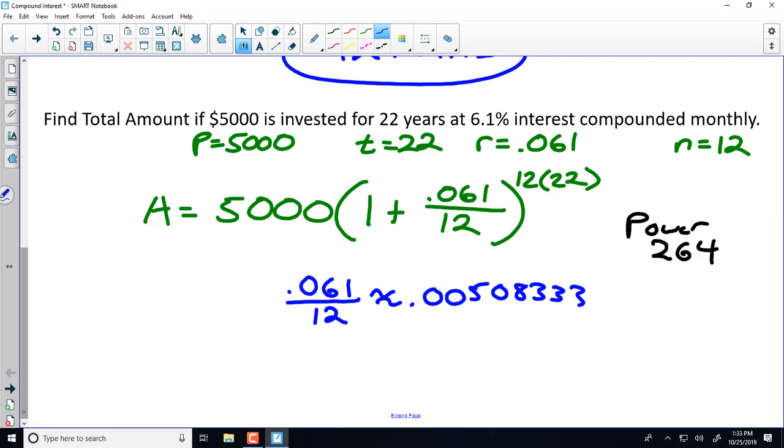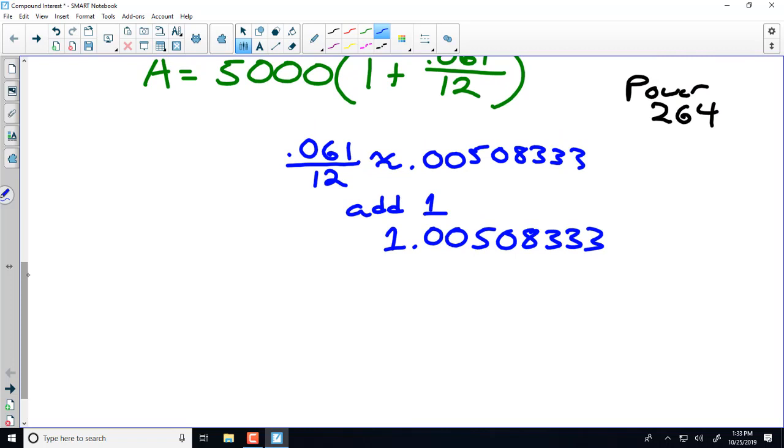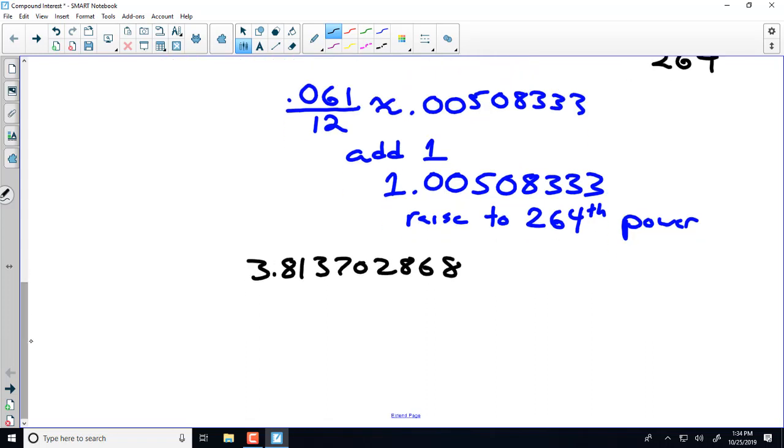Then you take that number and you add 1 to it. So you have 1.0050833. Still keeping it in our calculator so we don't make a rounding error. We take that and we raise it to the 264th power. And on your screen, you should see something that looks like this now: 3.8137028868. Final step, multiply that by 5,000, because that was our principal.